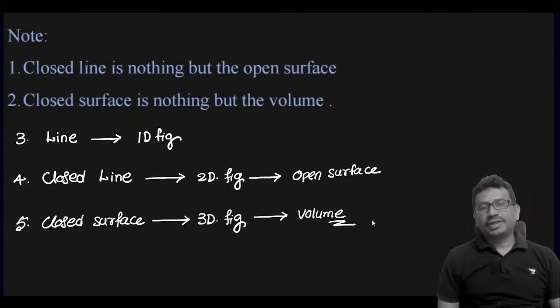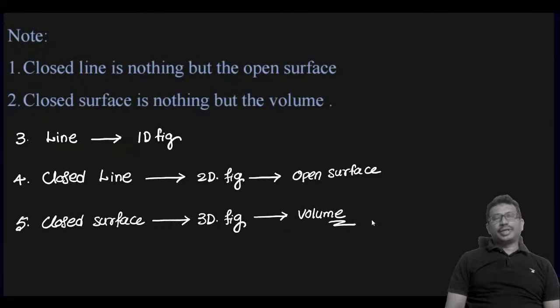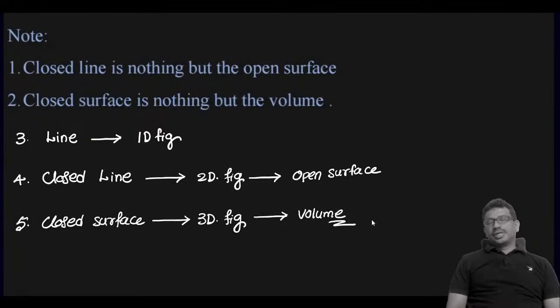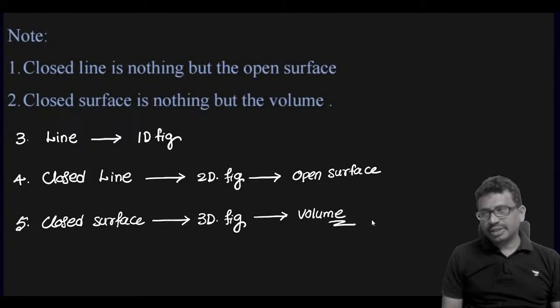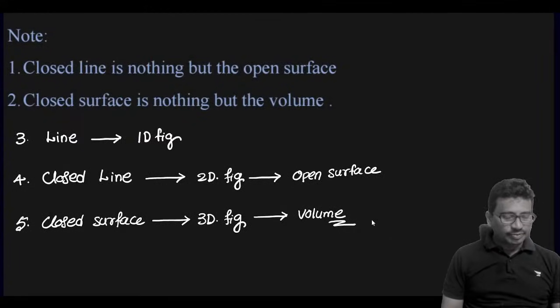Any 1D figure is a line. Any 2D figure is a closed line. Closed line means it should definitely be an open surface. Any closed surface is a three-dimensional figure. The shape can be anything and it will form a volume. Okay.